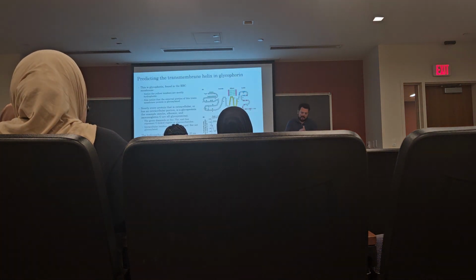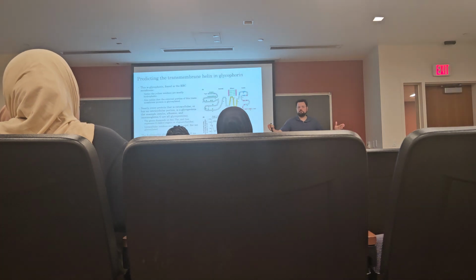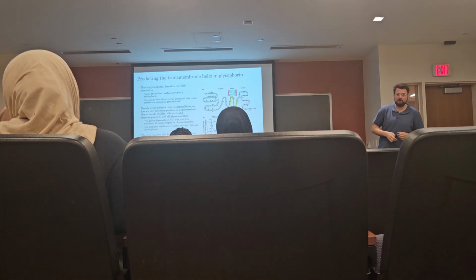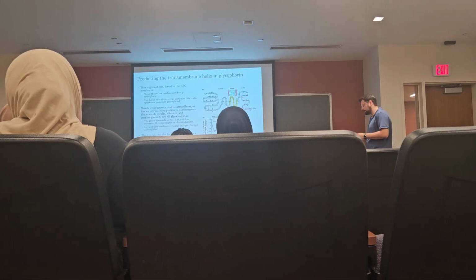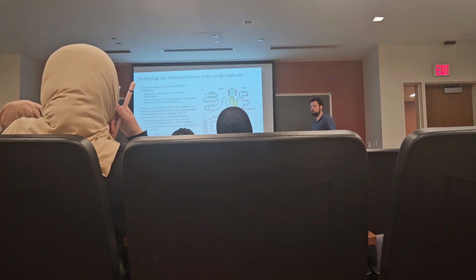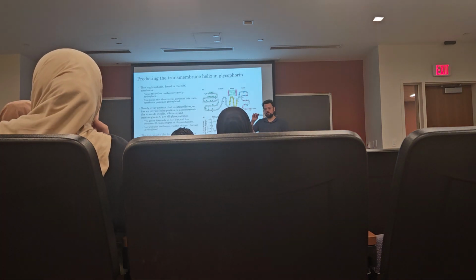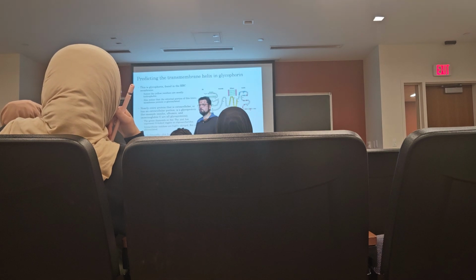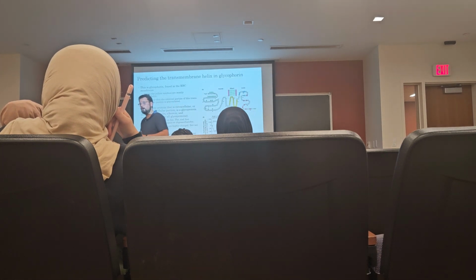The question becomes, how big does that stretch have to be? Well, it turns out that the phospholipid bilayer is about 30 angstroms wide. And remember, the pitch or rise of an alpha helix is 1.5 angstroms per residue. So each residue rises 1.5 angstroms. So in order to span the full 30 angstroms of the phospholipid bilayer, we need 20 residues. 20 times 1.5 gives us 30 angstroms.